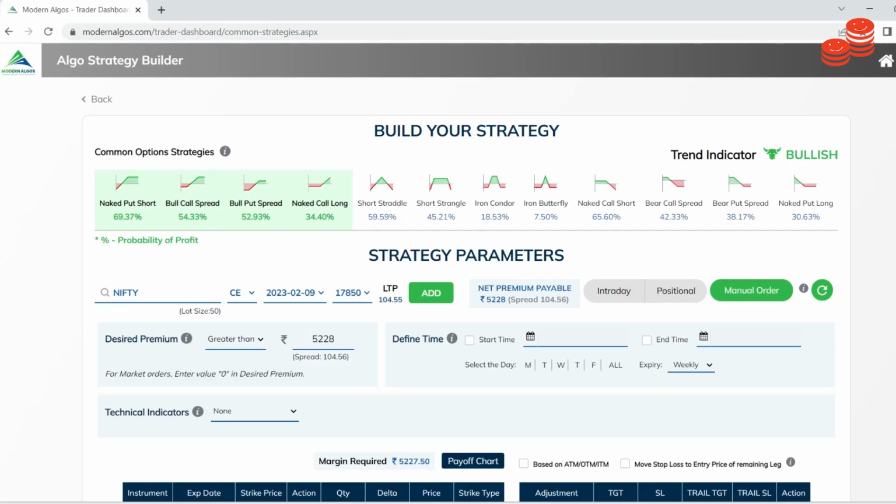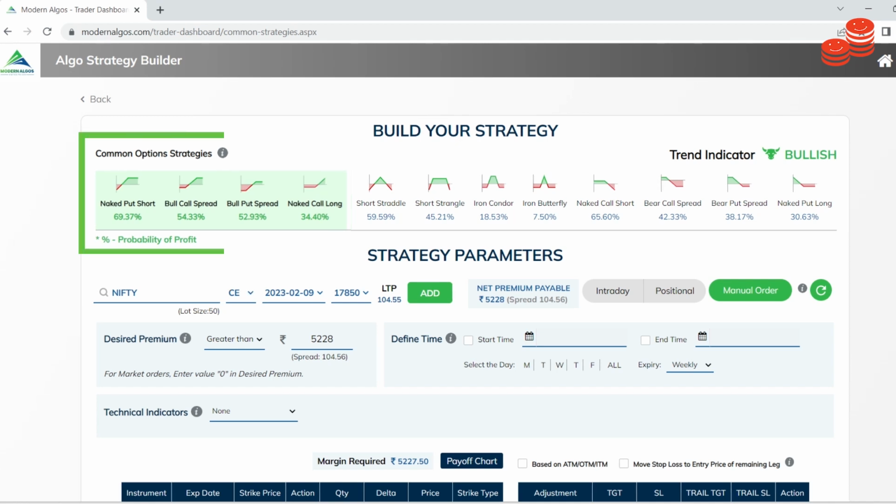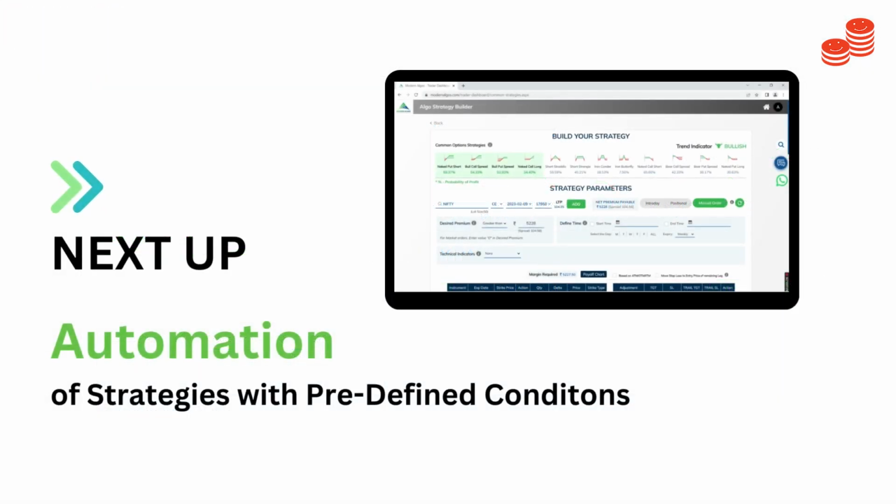Alright, trend is set. Next important step, which strategy to be chosen based on the trend? And many struggle to find the answer for that and end up choosing a wrong one. To solve the same, based on the trend, strategies will be highlighted on the top of the page. Based on a risk-reward objective, you may choose any strategy and deploy. Stay tuned on automation of a strategy with predefined conditions.